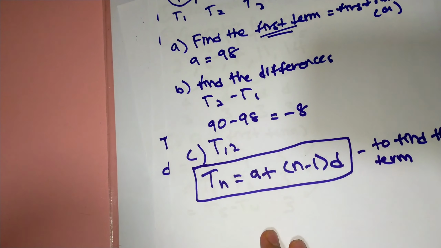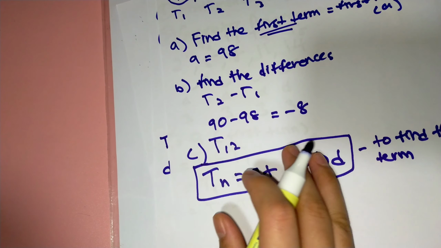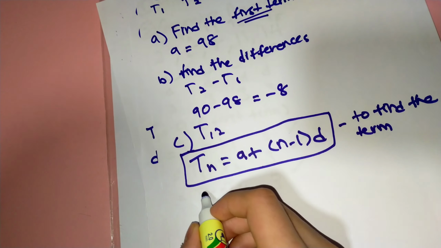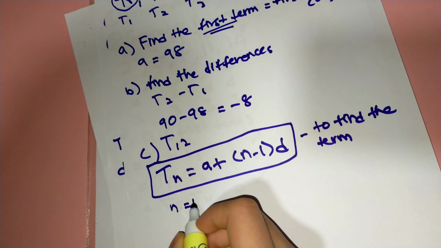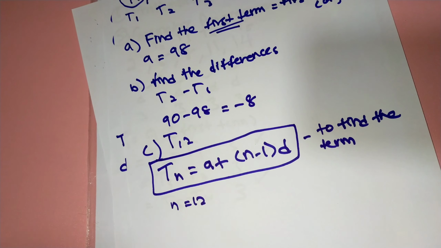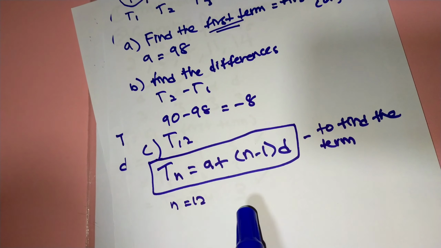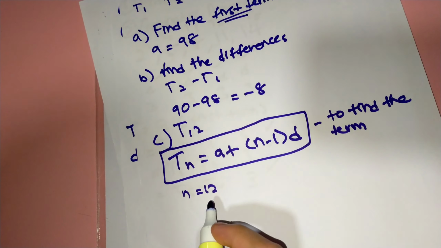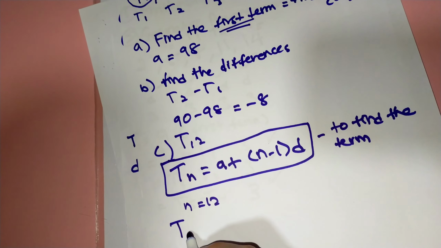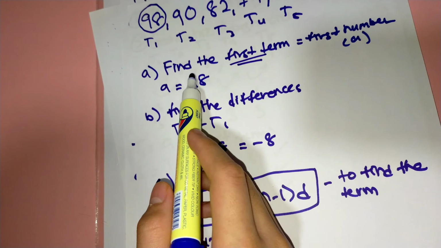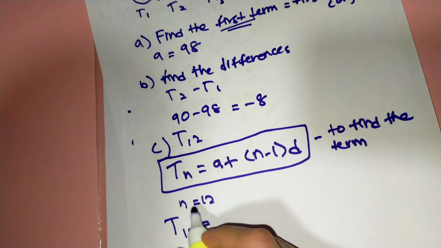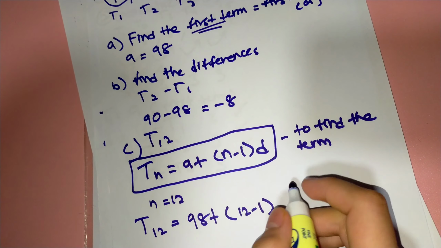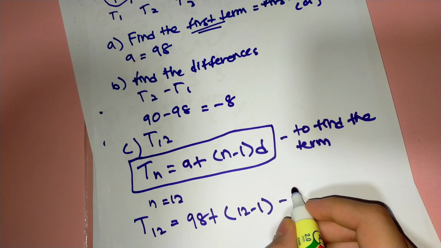Okay, so what is n? n stands for the term, which is the one we want to find, 12. So we list n equal to 12. If we want to find T5, we just list n equal to 5. Okay, so we substitute it. T12 equal to a, which we have found is 98, plus 12 minus 1, times d, which is negative 8.